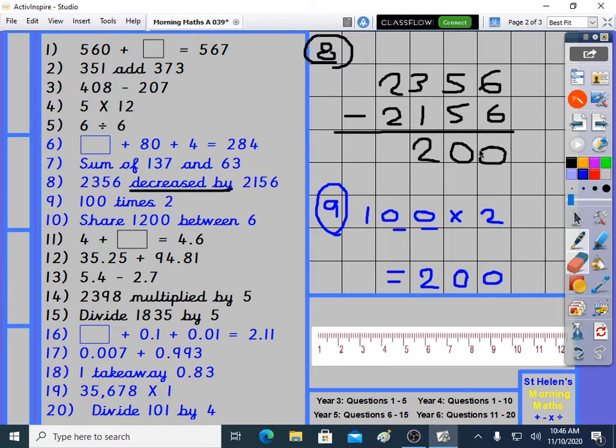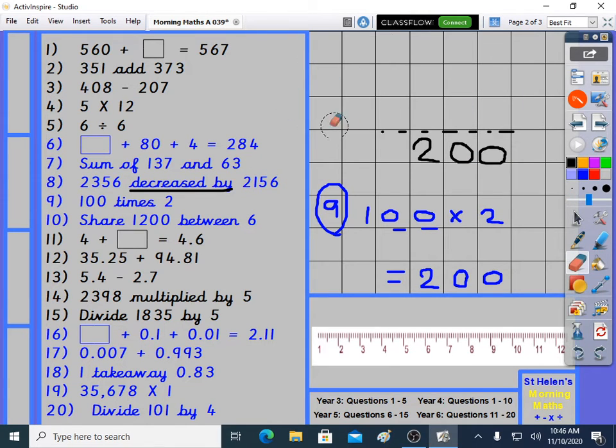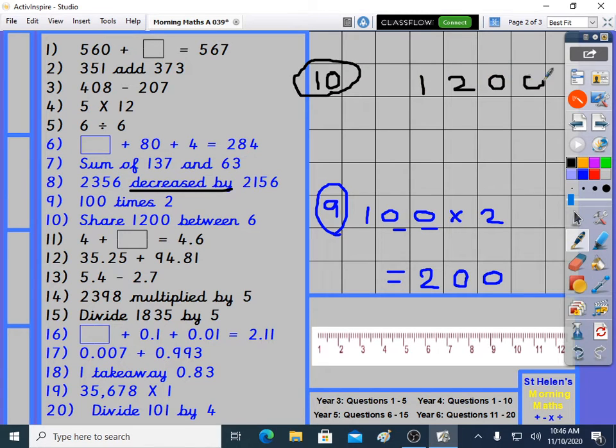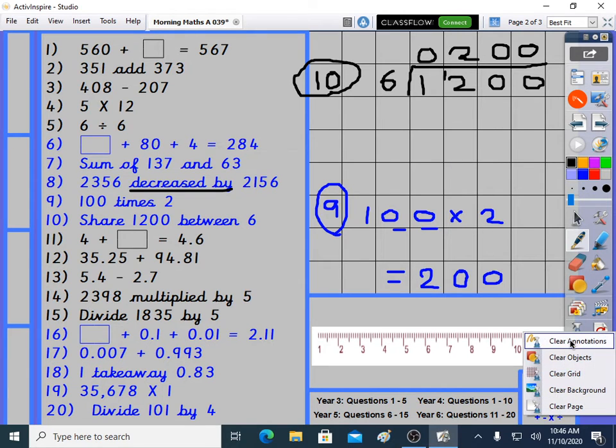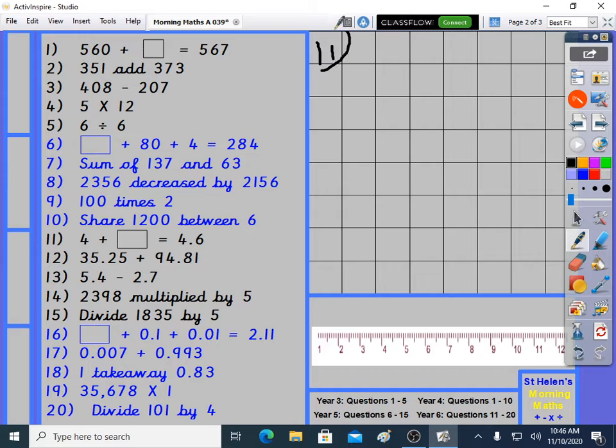And question 10. Share 1,200 between 6. So we could use the bus stop. Let's use the bus stop. 6 doesn't go into 1, but it does go into 12 when you carry the 1. 6 into 12 is 2. 6 into 0 is 0. And 0 is 0, 200 again. Because all the answers were 200, weren't they, in year 4? Let's go on to the year 5 level work, where the answers are not going to be 200.